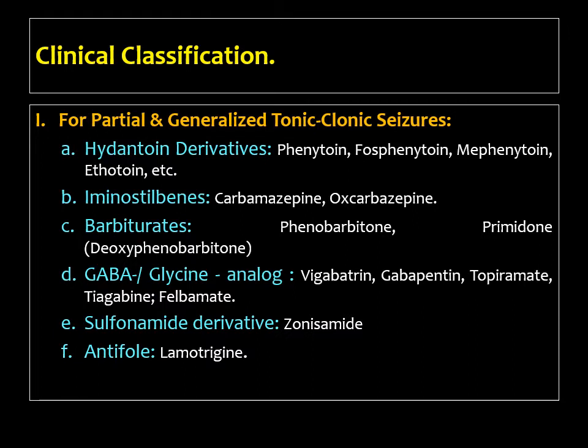Now, first of all, we will continue with our classification. This is the second way of classifying the anti-epileptic drugs according to their clinical usefulness. The first one is the list of drugs or groups which are useful for the partial and generalized tonic-clonic seizures, in which there are some hydantoin derivatives: phenytoin, fosphenytoin, mephenytoin, ethotoin, etc.; aminostilbenes, carbamazepine, etc.; barbiturates, phenobarbital, primidone, etc.; GABA and glycine analogs, vigabatrin, gabapentin, etc.; sulfonamide derivatives, including zonisamide, and lamotrigine.